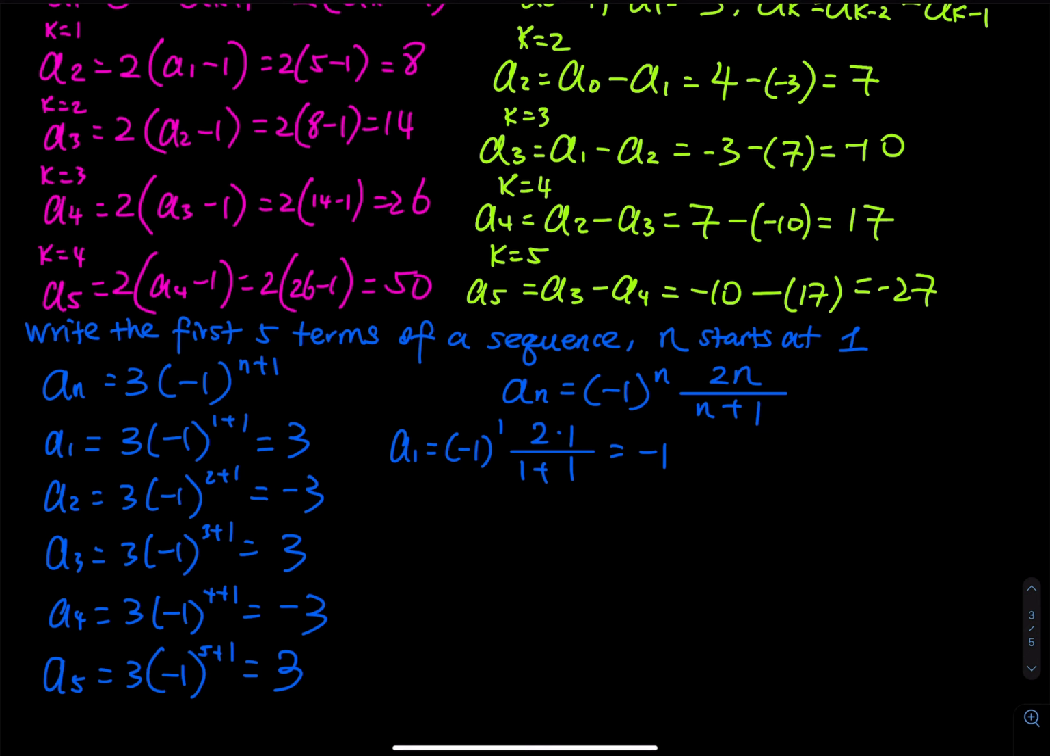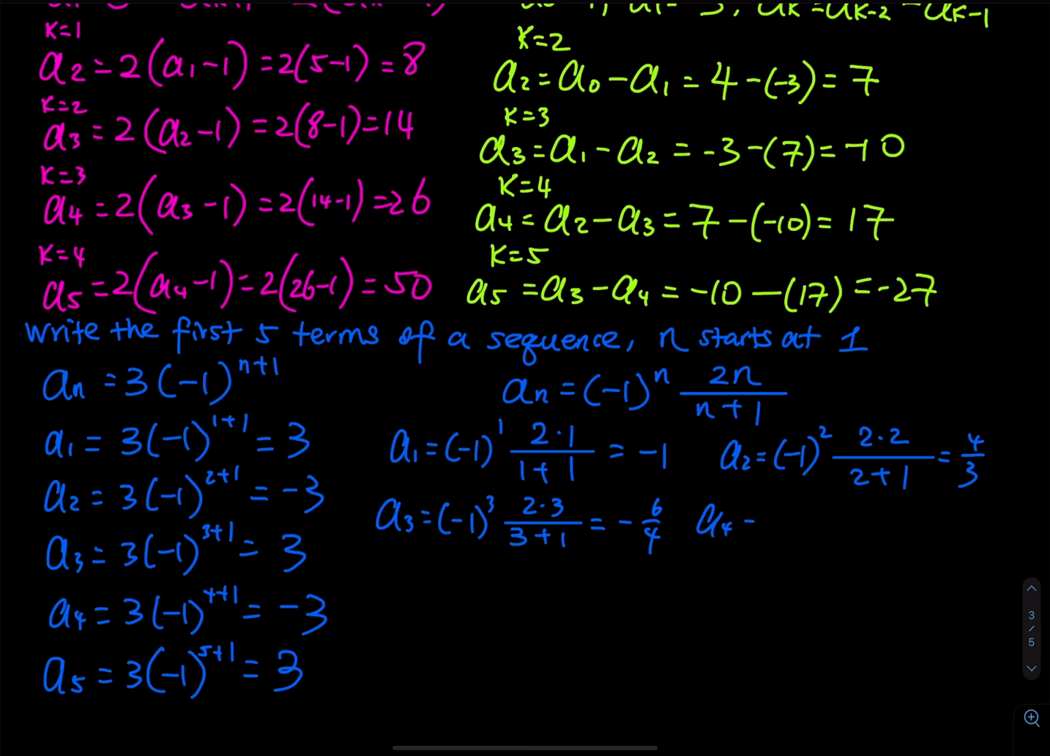Okay, and then a of 2, this is negative 1 squared. So that is equal to 1. And then you have 2 times 2, and then 2 plus 1. So we have 4 over 3. And then a of 3. This is negative 1 to the third power, and then 2 times 3, and then 3 plus 1. So we have a negative at front, and then we have 6 divided by 4. I will just do 6 divided by 4. You reduce the fraction for me.